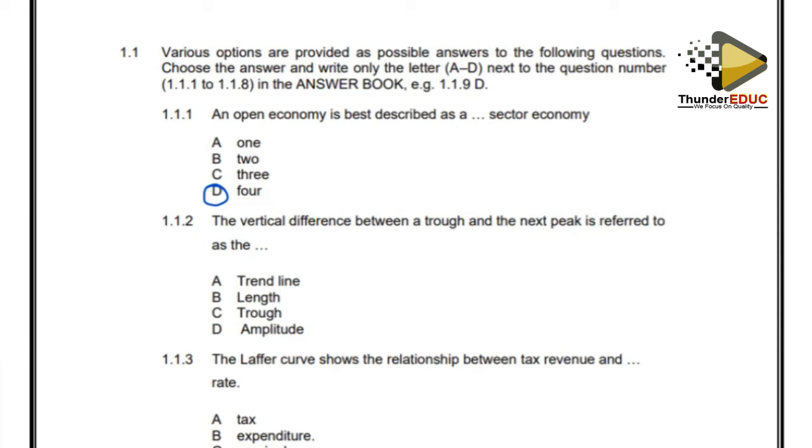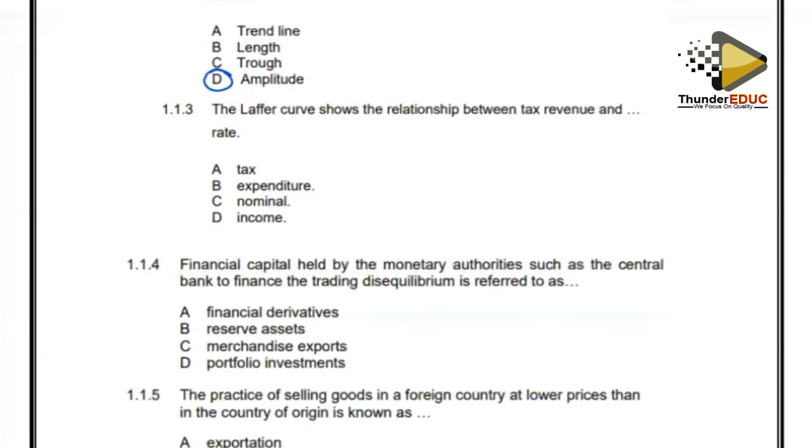Okay, right. So now let's move on to 1.1.2. It reads as follows: the vertical difference between a trough and the next peak is referred to as a dash. It is referred to as an amplitude.